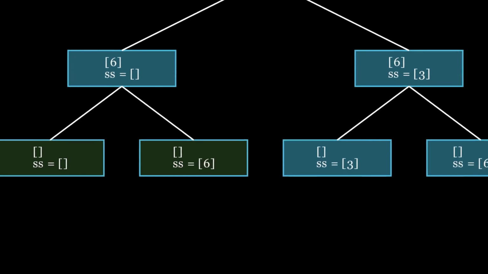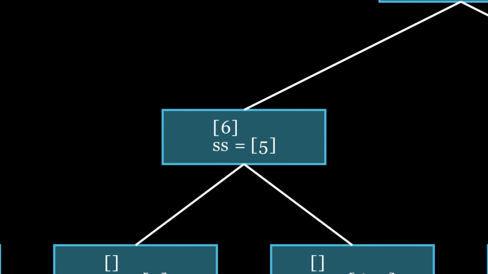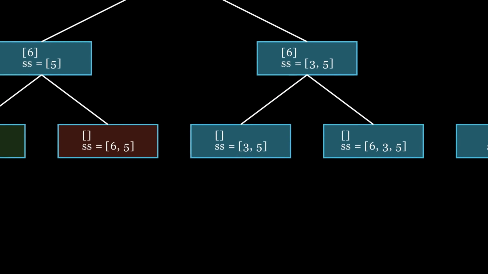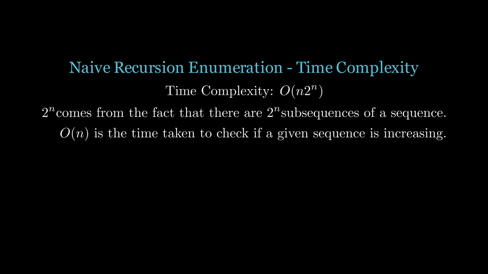After we obtain all of the possible subsequences, we check if each subsequence is increasing. The color green signifies that the subsequence is increasing, and red indicates that the subsequence is not increasing. This approach would take O of n times 2 to the power of n runtime. The 2 to the power of n comes from the fact that there are 2 to the power of n subsequences of a sequence, and O of n is the time taken to check if a given sequence is increasing.